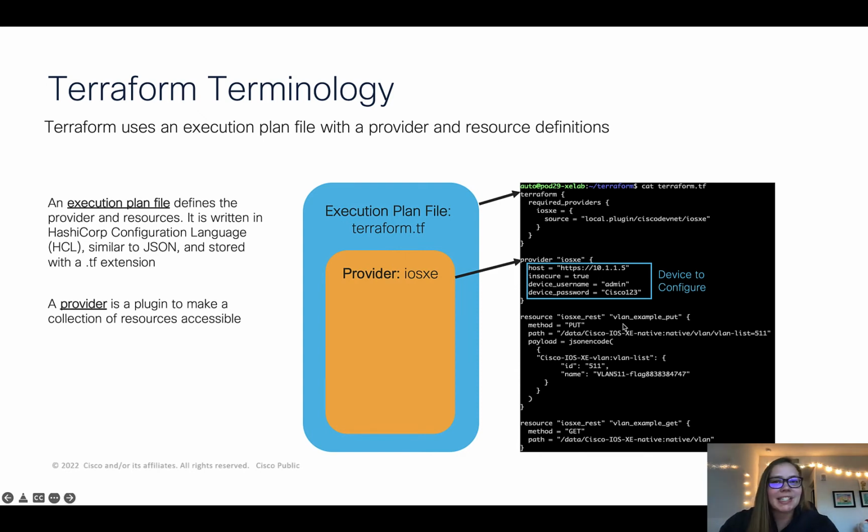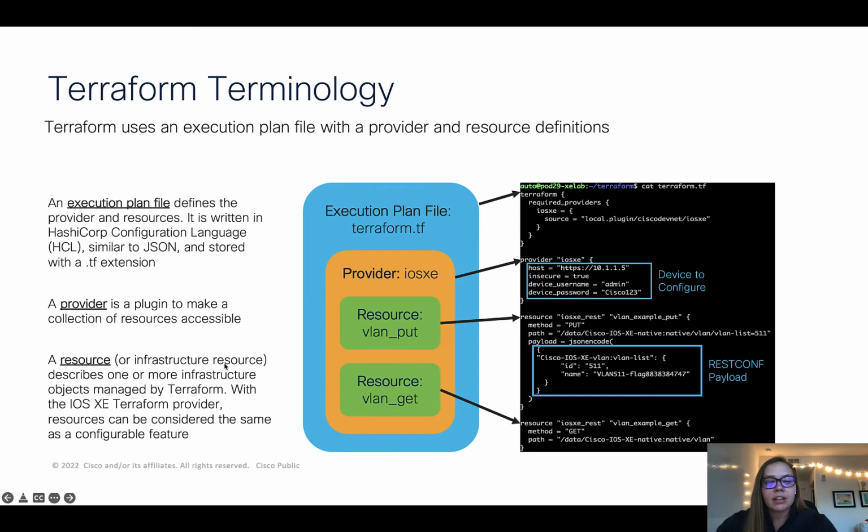Next, we have some resources to define what we actually want to do and configure on this device. A resource is describing something that we want to essentially change or configure. So in the case of iOS XE, we can think about resources as essentially being features that we would like to configure. In this case, we have a VLAN that we would like to create. And so we're going to put a VLAN here, and this is the RESTconf payload that we have. And afterwards, we can then get all of our VLANs on the device.